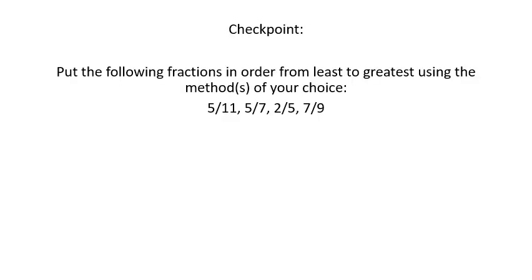All right. So for our checkpoint problem, here's four fractions: 5/11, 5/7, 2/5, and 7/9. And what I'd like for you to do is try to put these in order from least to greatest. And you can use whatever method or methods of your choice. If your instinct is to just change them all to decimals and order them that way, that's cool. But I also want you to think about doing it in a way that's not strictly decimalization, right? So if you want to use decimals, that's fine, but don't just use decimals to do these problems. Again, we want to think about fractions as fractions, not as a special case or a special extension of decimals.